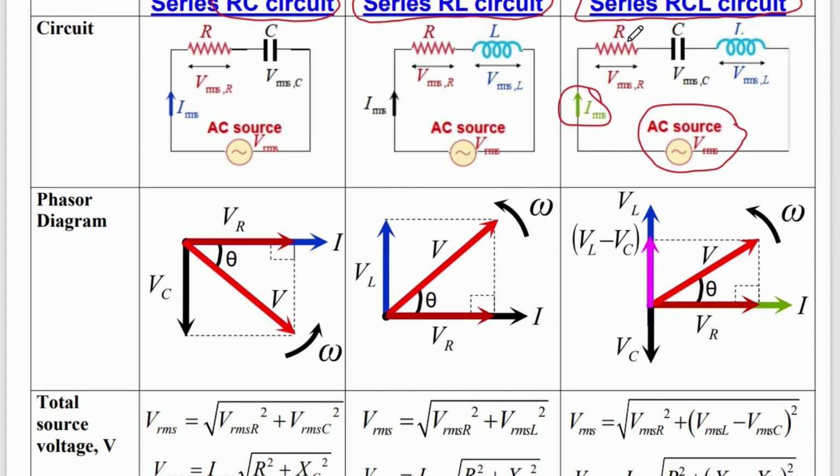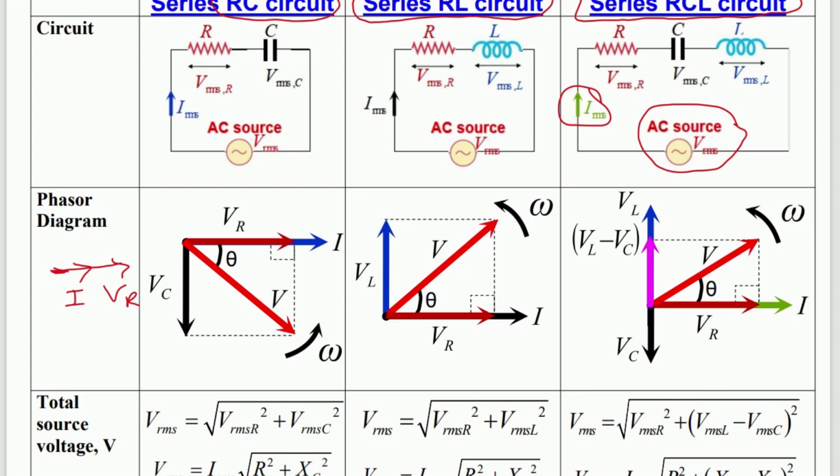Now look at the phasor diagram. For the RC circuit, we actually combine the phasor diagram for the resistor and the phasor diagram for the capacitor. For example, in the phasor diagram for the resistor, both current and voltage are in phase. So this is the current and this is the voltage here, VR.